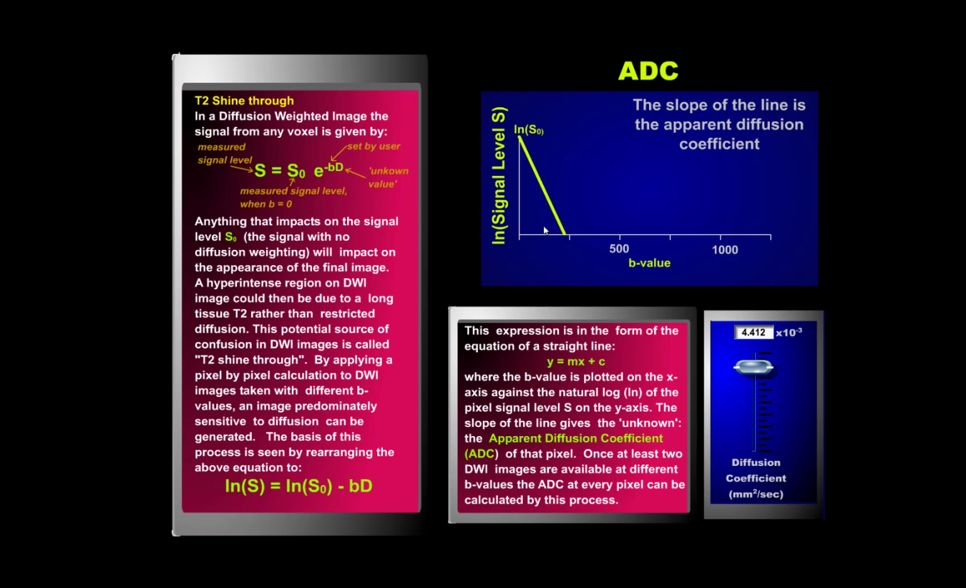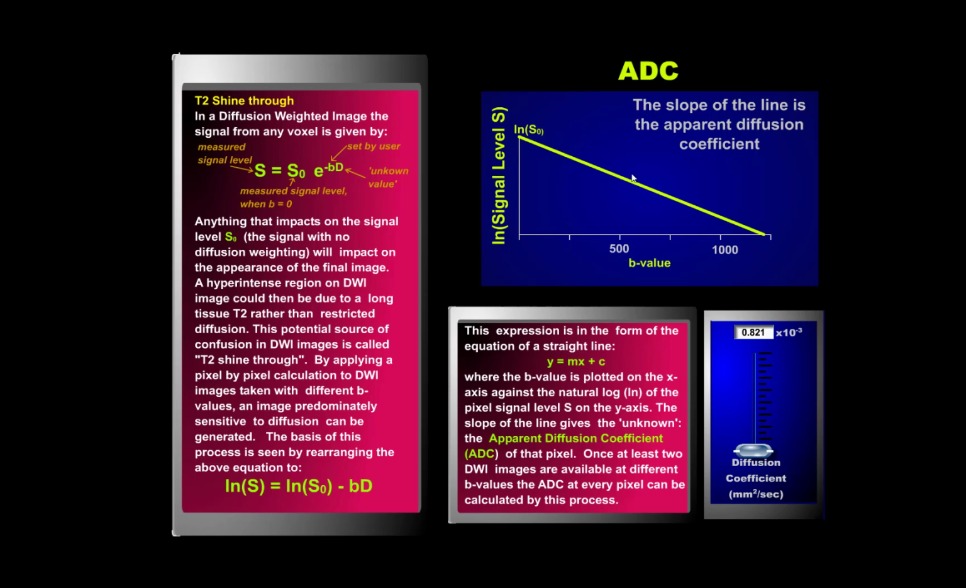Now, the useful part of all of this is that the slope of this line is determined by the diffusion coefficient. So if the diffusion coefficient is high, if there's a lot of diffusion in that voxel, the slope of the line is high. If the diffusion coefficient is lower, then the slope is more gentle. So if we could get the slope of that line, if we could measure it some way, then we would have a measure of the diffusion coefficient, which is really what we're looking for, independent of shine through.